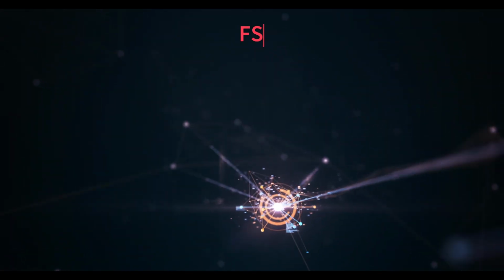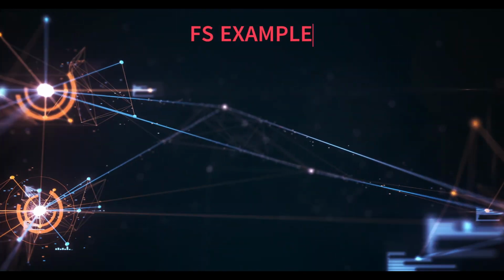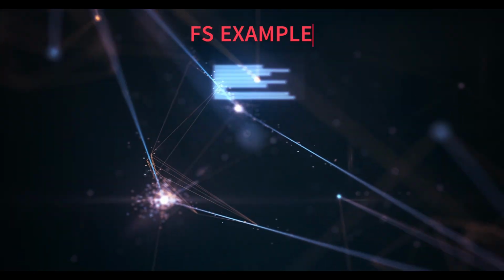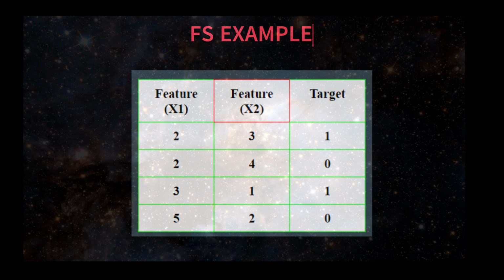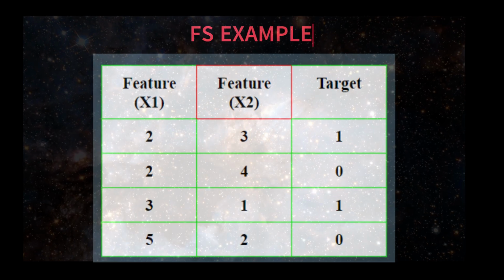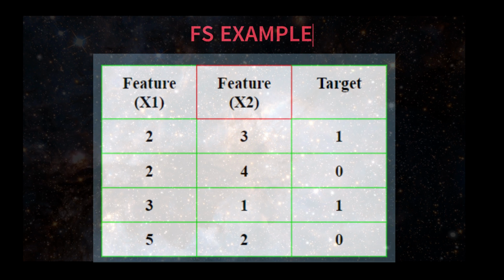Now we will try to understand using a mathematical example how the feature selection is done. So here we will use a simple mathematical example where we have a dataset. So first we will define the dataset. So we start with the dataset that contains features.